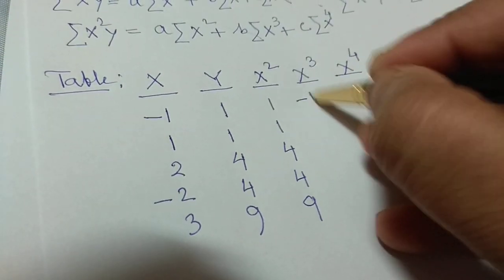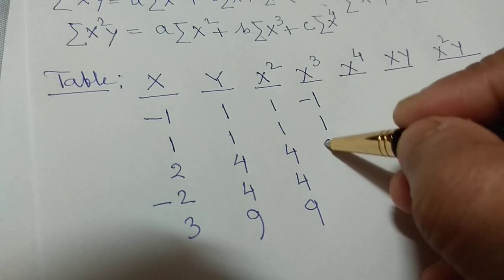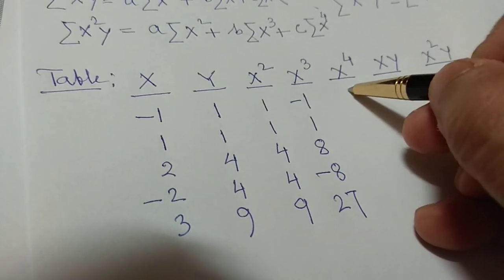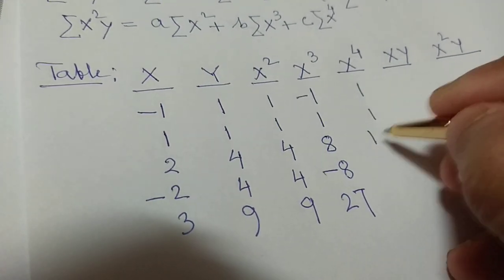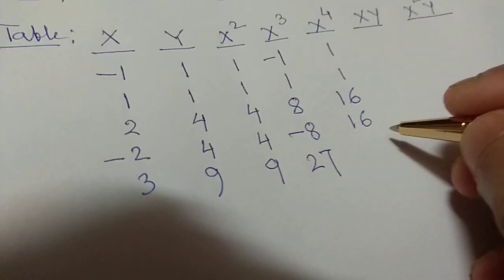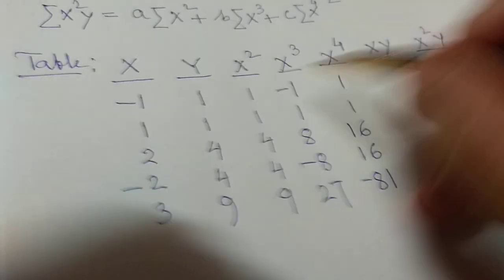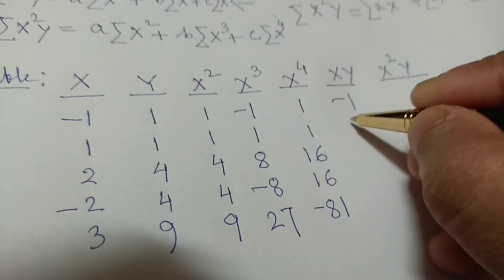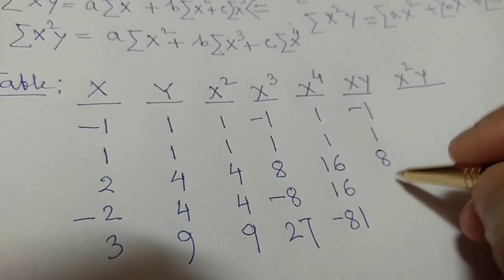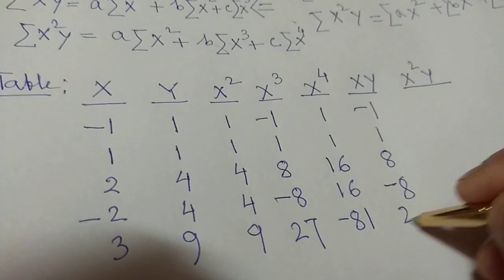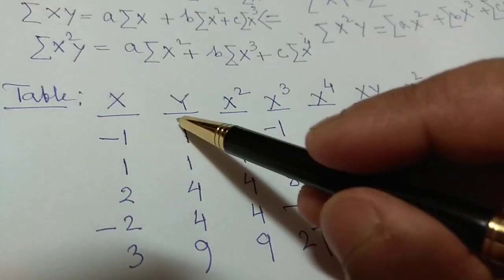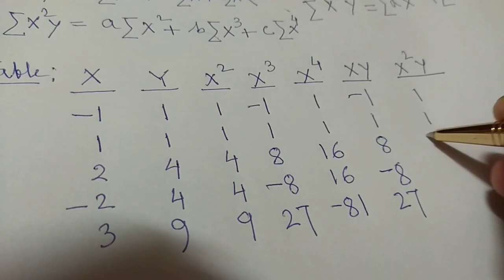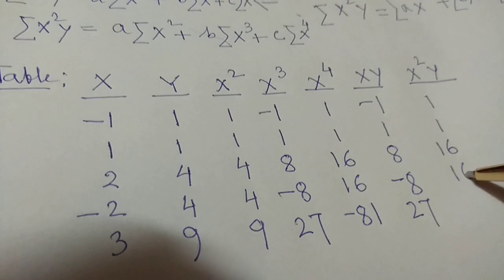x cube: -1, 1, 8, -8, 27. x to the power 4: 1, 1, 16, 16, 81. For xy, we're going to multiply these two. It will be -1, 1, 8, -8, 27. And we are going to multiply these two for x square y. So it will be 1, 1, 16, 16, and 81.